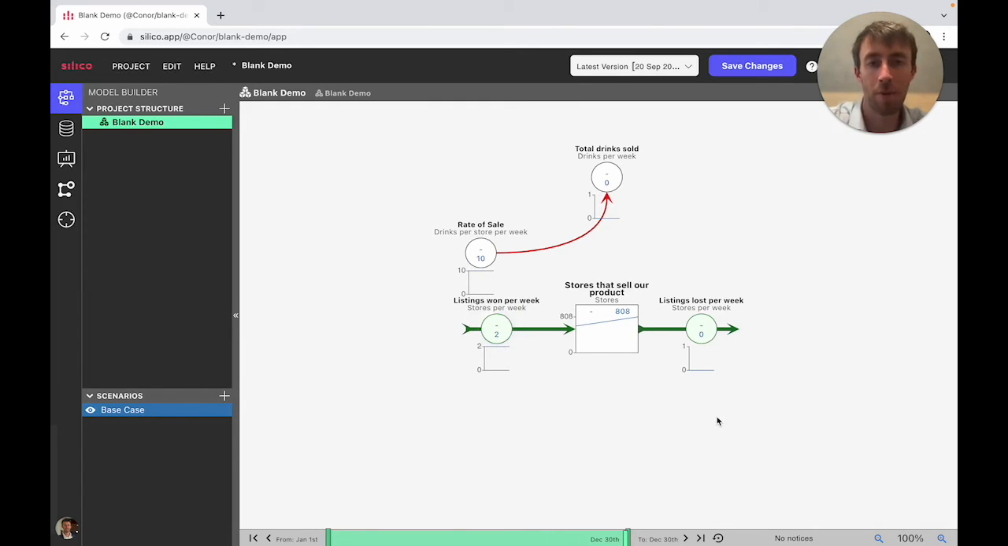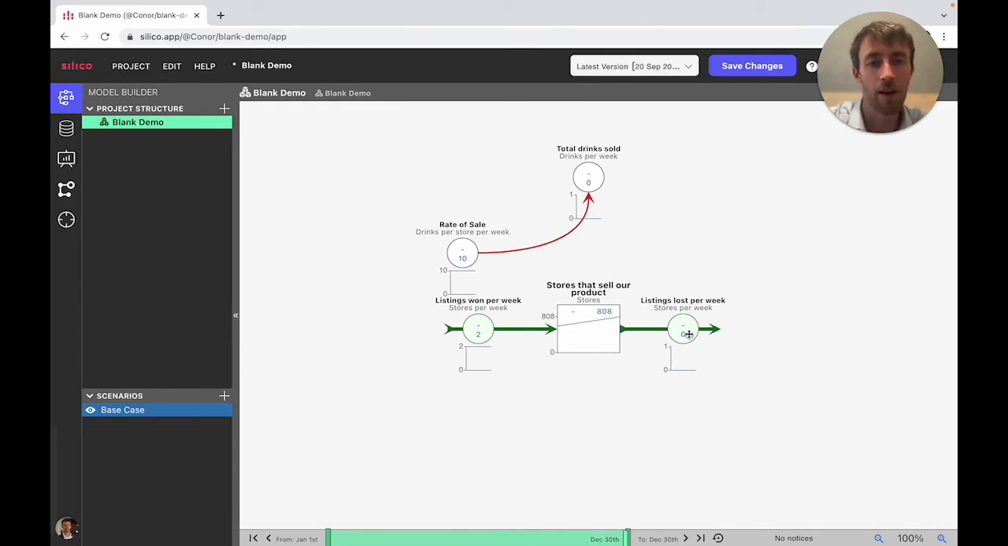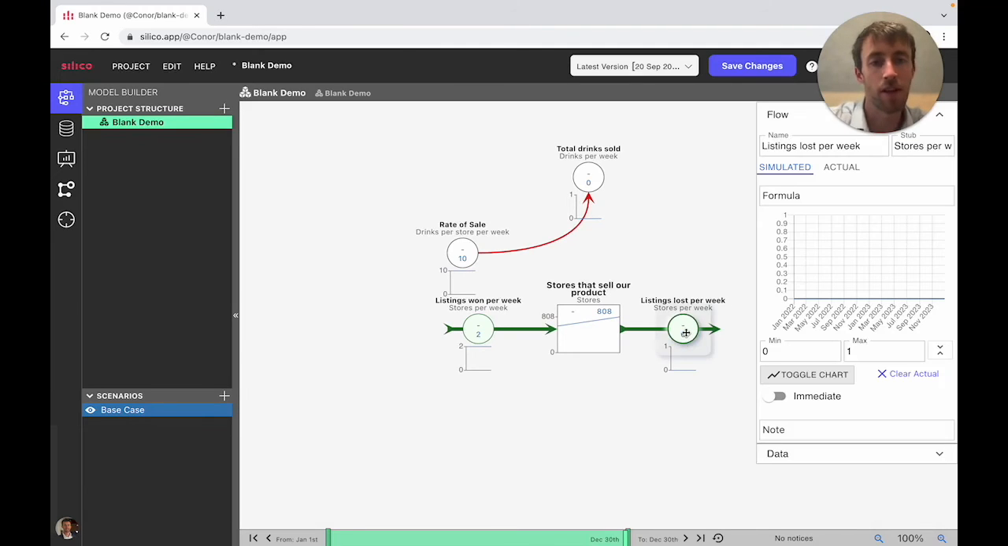So we also want to represent what happens with outflows, so the stores that are lost per week. Let's say that on average we lose 1 store a week. So now we can see how the stock changes from 808, and when we introduce the representation of this outflow, it gets to 704 instead by the end of the simulation period. So the net increase in stock is now just 1 per week. With 104 weeks, it goes from 600 to 704.